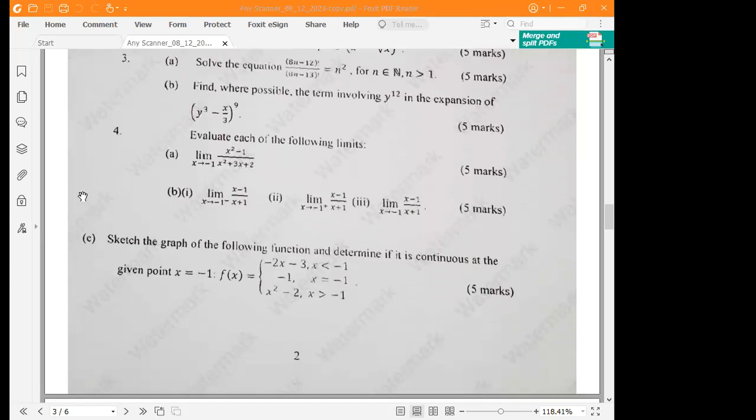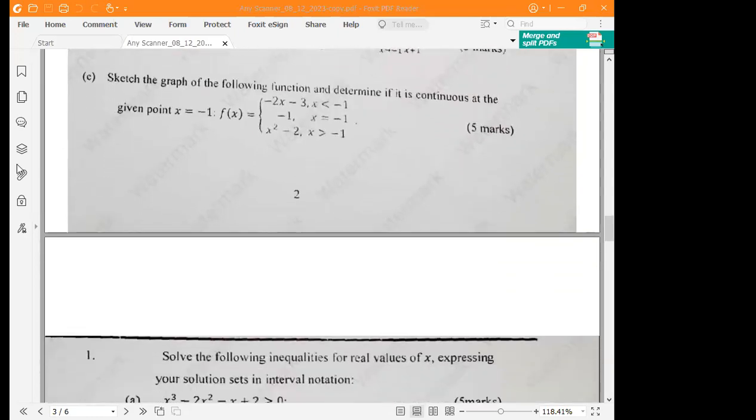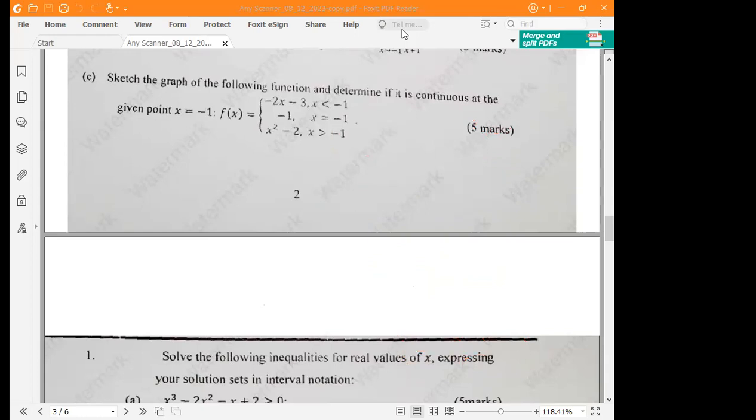Let's go to part 4C. Part 4C says, sketch a graph of the following function and determine if it is continuous at x is equal to -1. So let's start by sketching the graph.